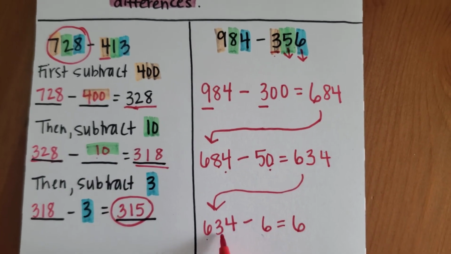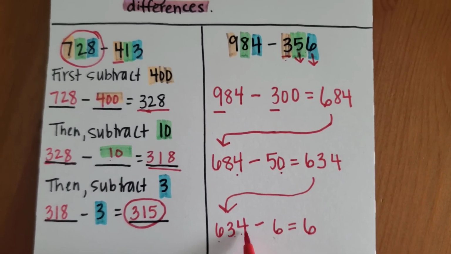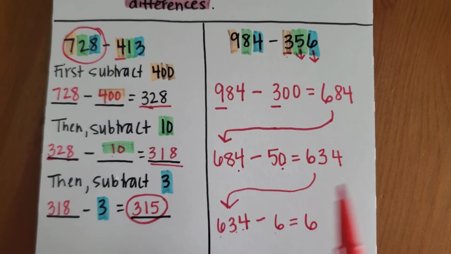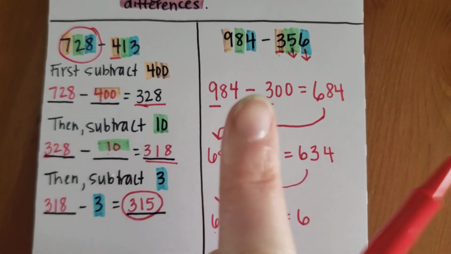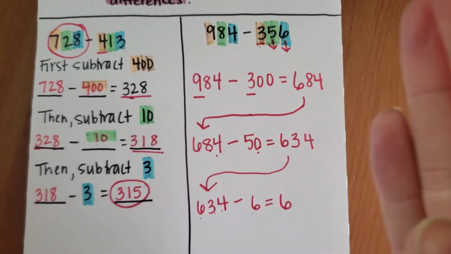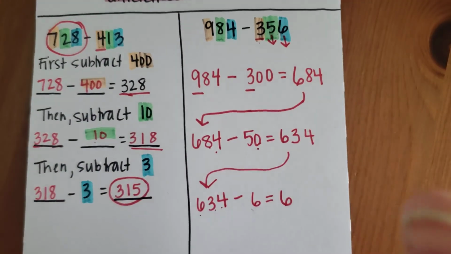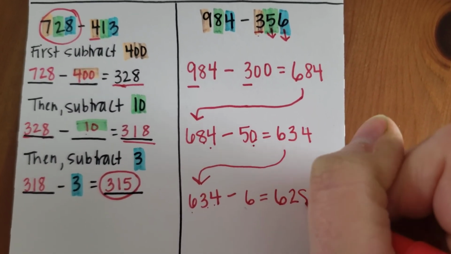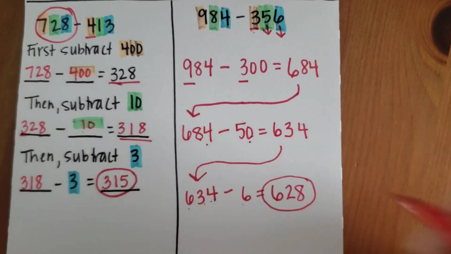Now this is a little tricky because we're at 34. I know I can't take 6 away from 4. So I'm going to count back 6. So I have 34, 33, 32, 31, 30, 29, 28. So it's going to be 628 is going to be my final answer.